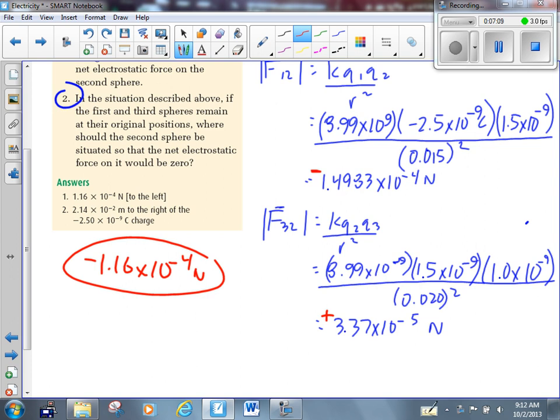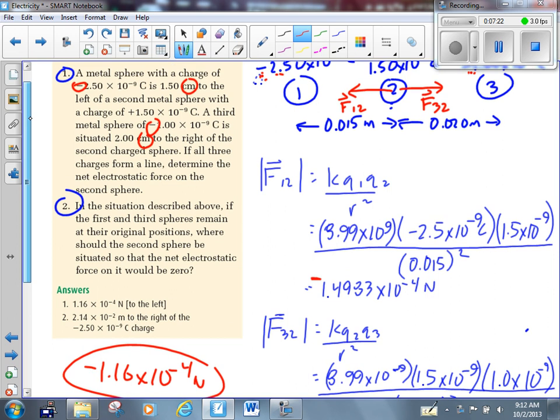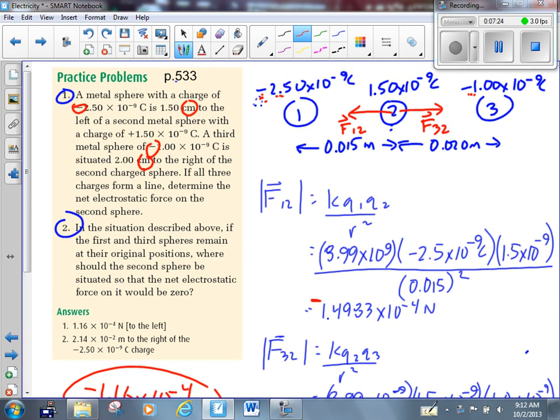Yep. If charge 3 was positive, did you say? Okay. No, if charge 3 was positive, well, the force of 1 on 2 would still be to the left, right? But if charge 3 was positive, then it would push charge 2 to the left as well, and the force of 3 on 2 would be to the left. So then we make them both negative. Or in this case, it might be easier just to make them both positive. But you have to make them both the same direction if charge 3 is positive, right?